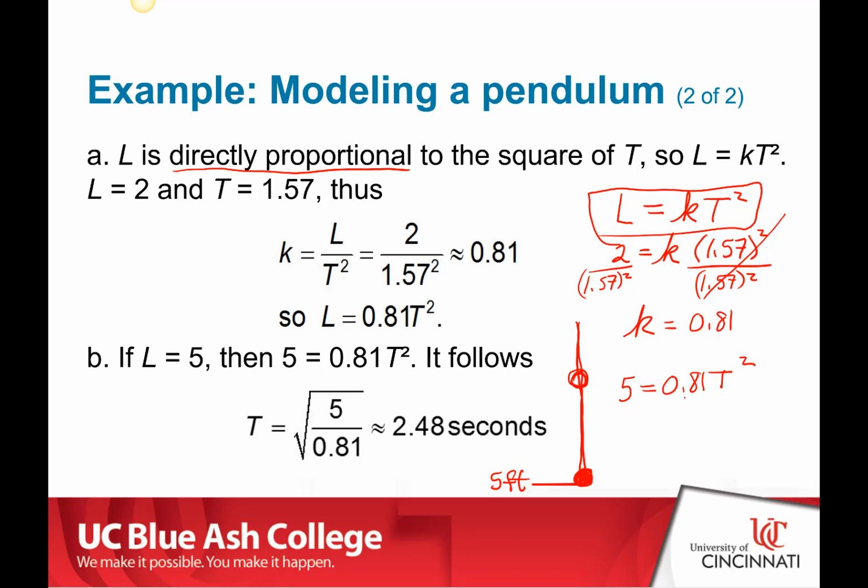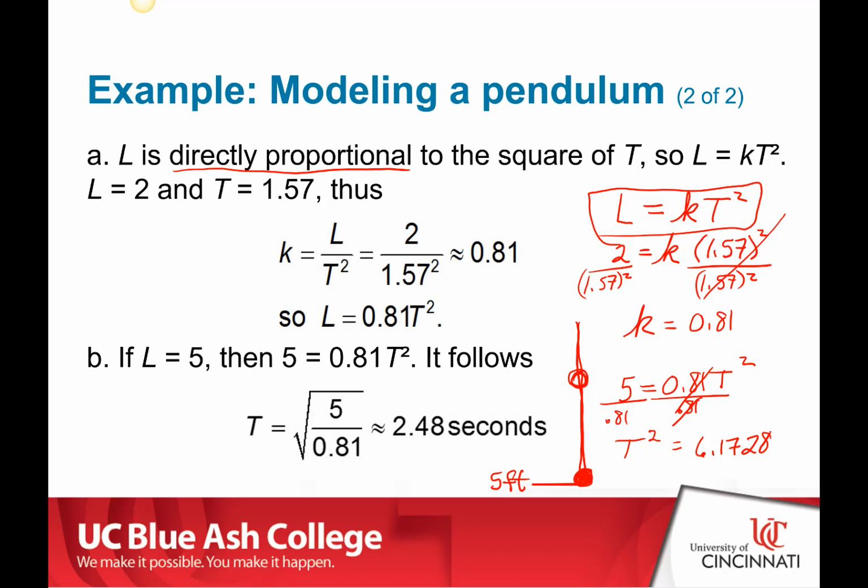So what I'm going to do is divide by the 0.81. Those will cancel. Divide over here by the 0.81. And what we then have is t squared equals 5 divided by 0.81. Well, that's something you can figure out on your calculator. 5 divided by 0.81 equals, wow, 6.1728, something like that. But that is not the answer.